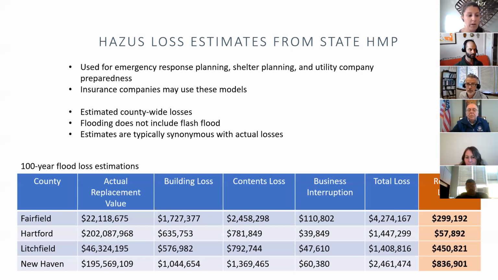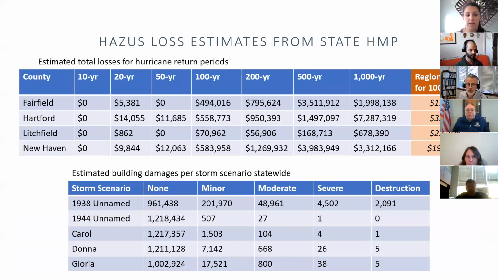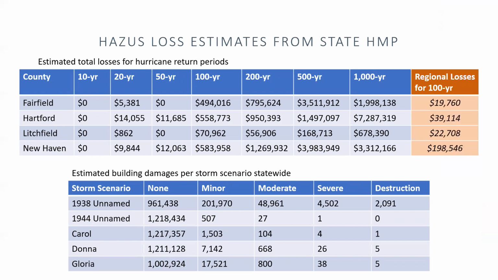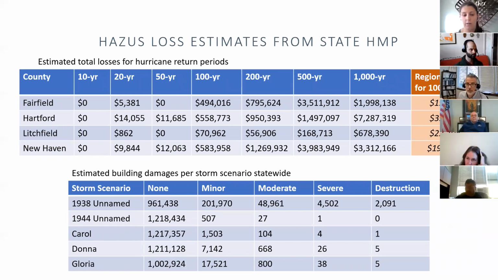So we also took a look at, next slide for me, Noah, estimated losses from hurricanes as well. So again, we scaled that down from that county level to a regional level. So this regional level is based on population percentage. So the population of NVCOG in Fairfield County, for a 100-year hurricane event, about 19,000. Hartford, about 39,000 for a 100-year hurricane. Litchfield, about 22,000, and New Haven, almost 200,000 in losses. Again, scaled down on a regional level for Naugatuck Valley.